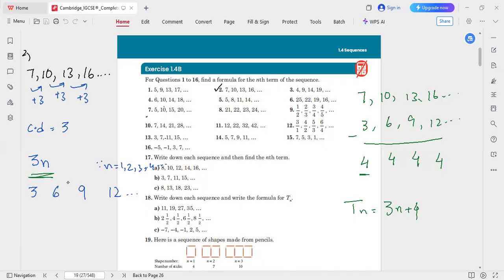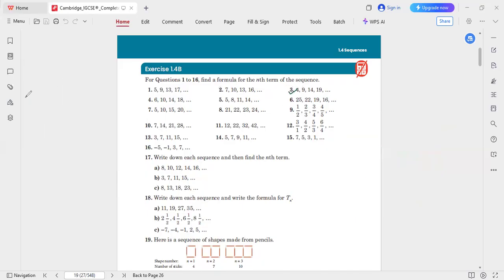Okay, next is your part number 3. So let's go on with this. In part number 3, the sequence that they gave is 4, 9, 14, 19, and so on. So first of all, in this sequence, we need to find the nth term, or the common difference we can just find out first.